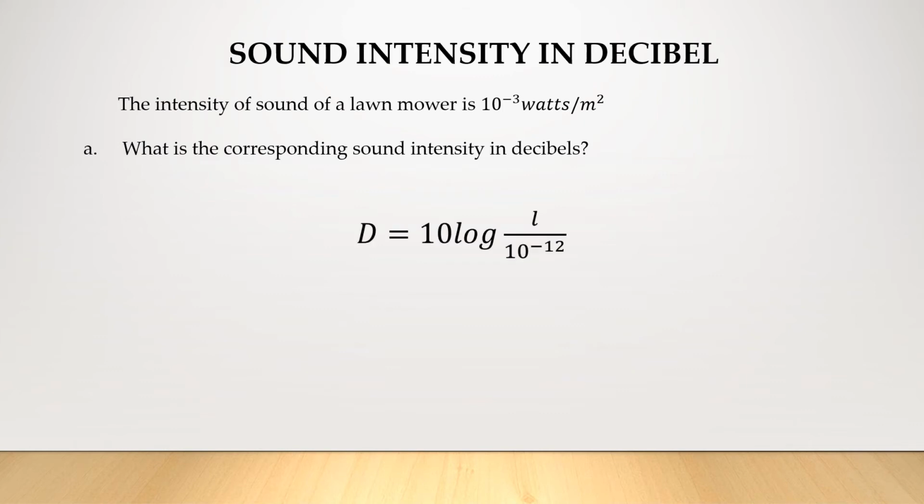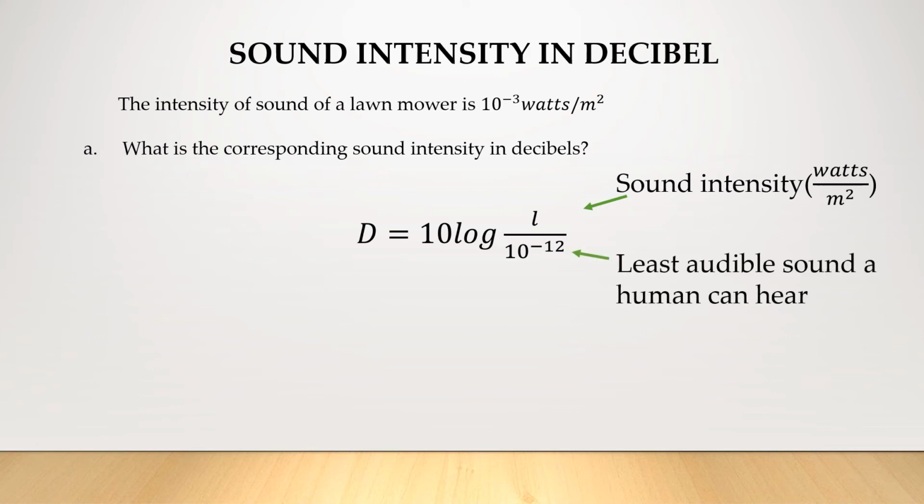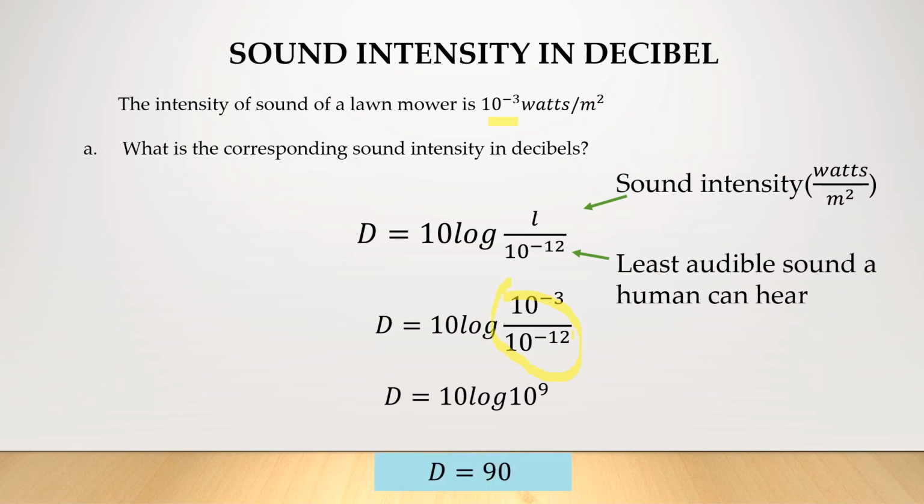We have the formula D, or the decibel, is equal to 10 times the logarithm of L over 10 raised to negative 12, where L is the sound intensity in watts over meter squared. And 10 raised to negative 12 is the least audible sound a human can hear. Therefore, substitute lang natin yung L, which is 10 raised to negative 3. Then simplify this one. We can have the decibel is equal to 10 times the logarithm of 10 raised to 9, and that is 90. Therefore, the corresponding sound intensity in decibel is 90.